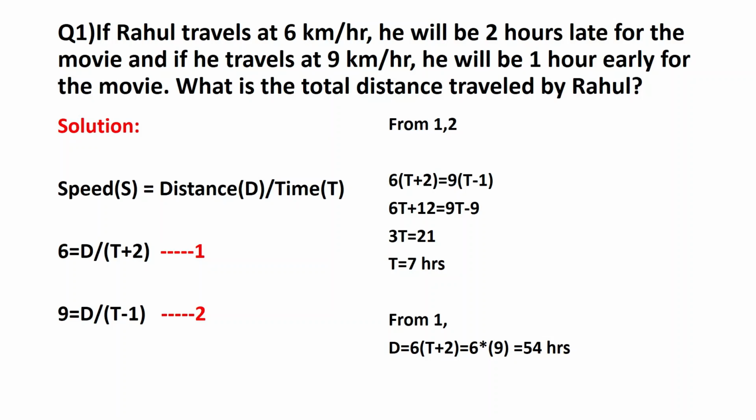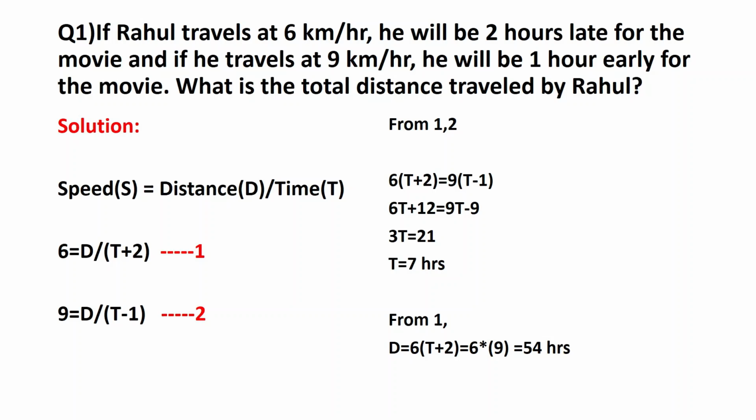So let's begin with the first problem on speed, distance and time. The question says, if Rahul travels at 6 km per hour, he will be 2 hours late for the movie. And if he travels at 9 km per hour, he will be 1 hour early for the movie. So what is the total distance traveled by Rahul?